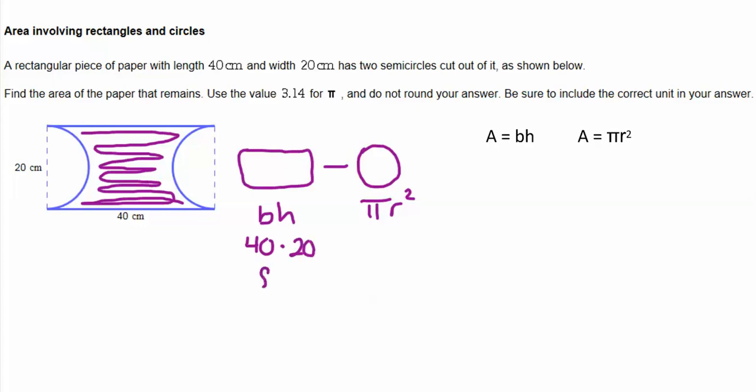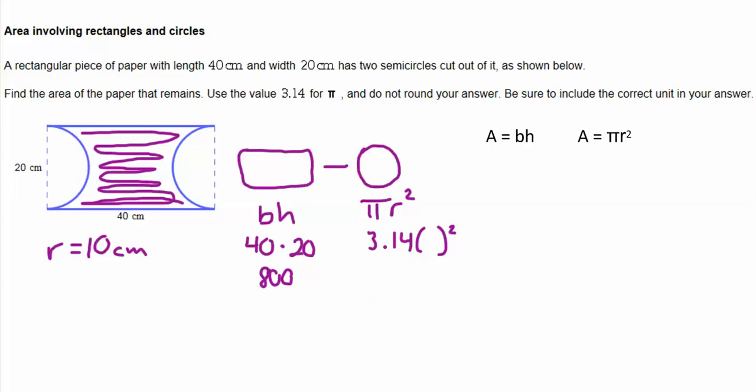40 times 20 is 800. 4 times 2 is 8, and then tack on those two zeros. Area of the circle, 3.14 for pi. We're squaring the radius. Be careful because they haven't given us the radius. However, they have told us that the height of the rectangle is 20, and that is essentially the diameter of the full circle here. Okay, so if the diameter of the circle is 20, then half of it would be its radius. So half of 20 is 10.